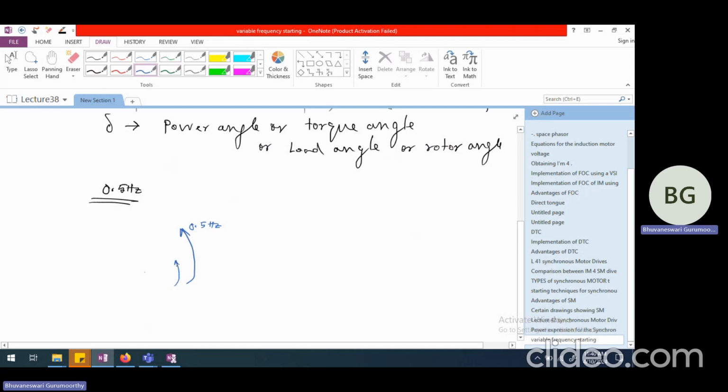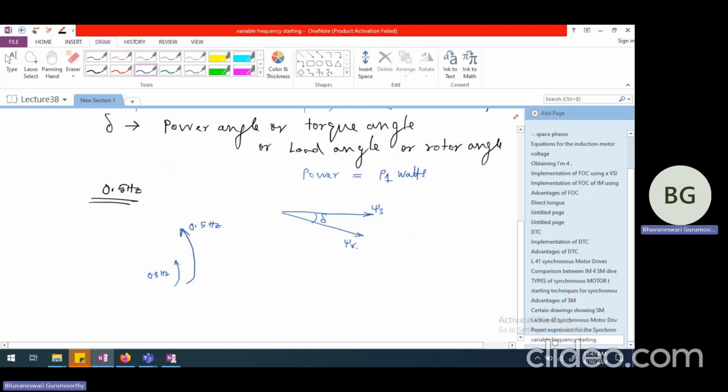Maybe it was at 0 hertz to start with, the rotor speed corresponding to 0 hertz. Then it has become 0.1 hertz, 0.2 hertz, and it has reached almost 0.5 hertz. When it was not completely synchronized with the stator revolving magnetic field, if I say this was psi s, this must have been psi r, due to which there will be an angle delta. So we will have the power generated as maybe P1 watts.